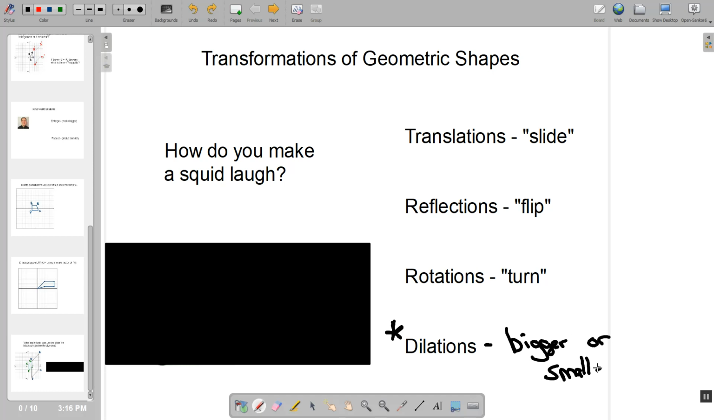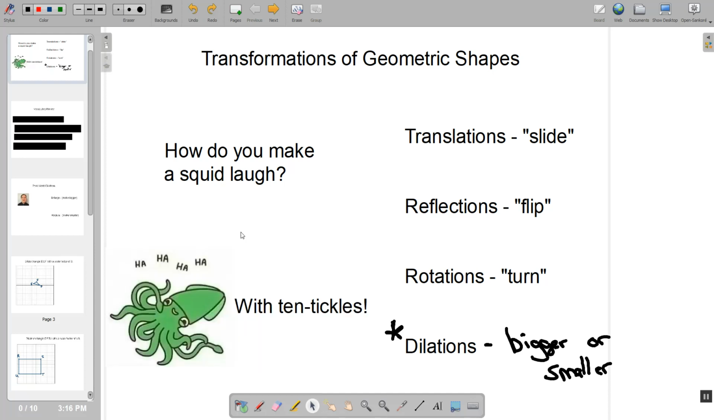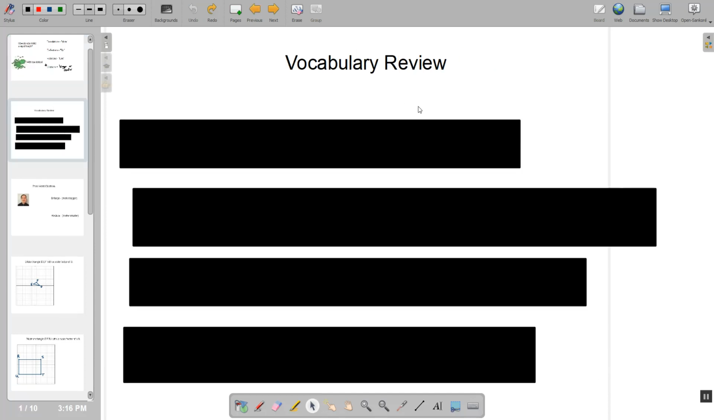So we are no longer looking at congruent shapes. We're now looking at similar shapes. And for the first time, that means that some of the rules are going to be slightly different than what we've been working with so far in this unit. So let's go through that vocabulary one last time.